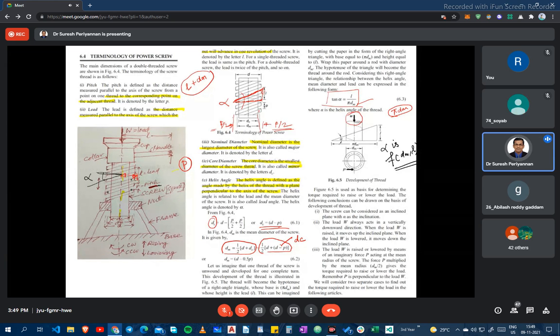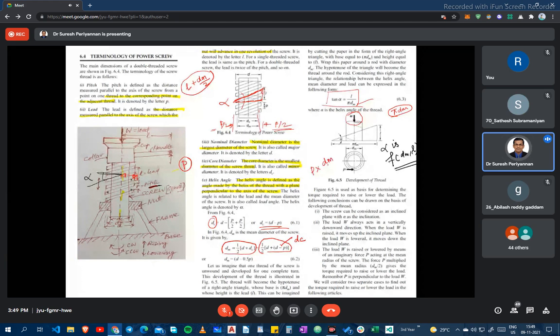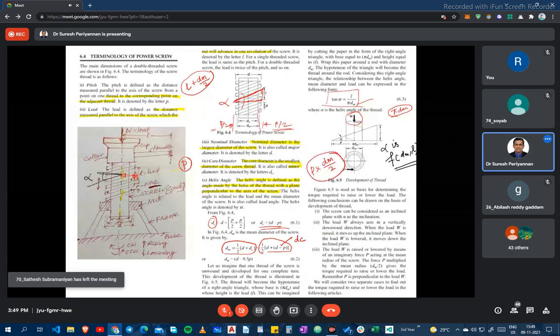Yes, sir. But now we are talking about the mean diameter of the screw. Hence, how much torque is required is P into dm by 2. Sorry, P into L plus dm by 2. But in our case, I'm not considering the lever now, so it is P into dm by 2.